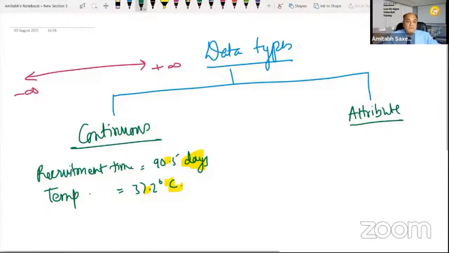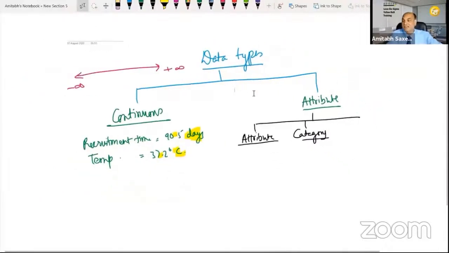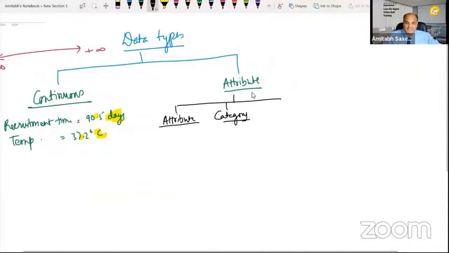Now, how about the attribute data? Attribute data will have attribute, as I told you. Anything which you think cannot be measured, put this as an attribute. You will be easily able to categorize that. If you are not able to categorize that, an easier way to categorize anything in this world is to think of that particular attribute's presence or absence.